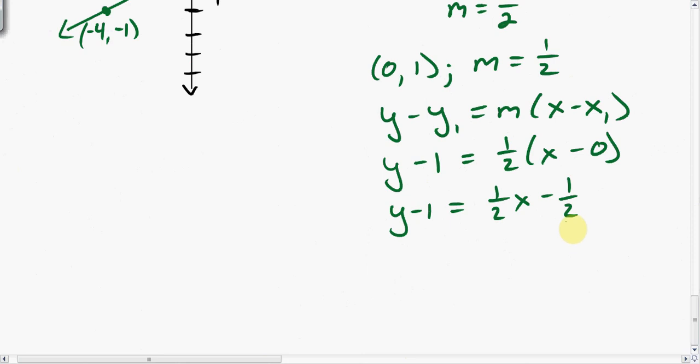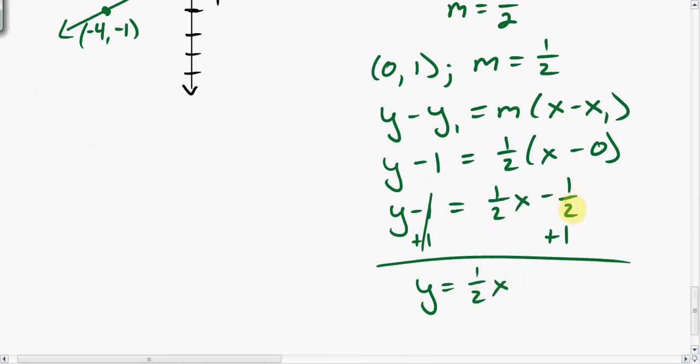And then lastly, bring over my 1. So I'm going to add 1 to both sides. The 1's cancel. And I get y equals 1/2 x, -1/2 plus 1 is +1/2. So there's my equation. Y equals 1/2 x plus 1/2. And it's in y equals mx plus b form. That's it.